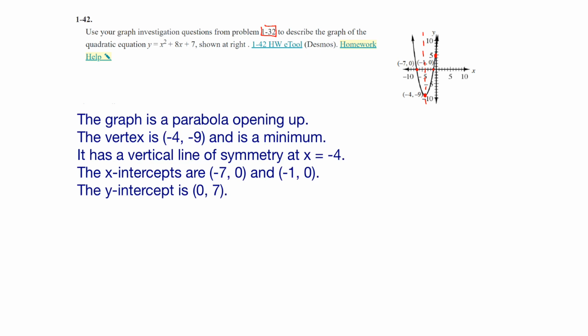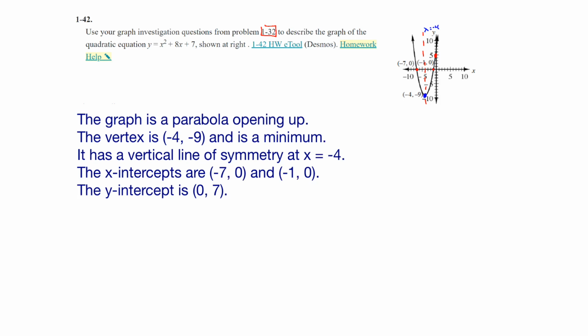And so I went ahead and wrote all those down that we just ran through. The graph is a parabola open up. The vertex is at -4, -9. Remember, this is your minimum value of the parabola. It doesn't get any lower than that. It has a vertical line of symmetry. And since it crosses at x equals -4, that would be the line of symmetry.